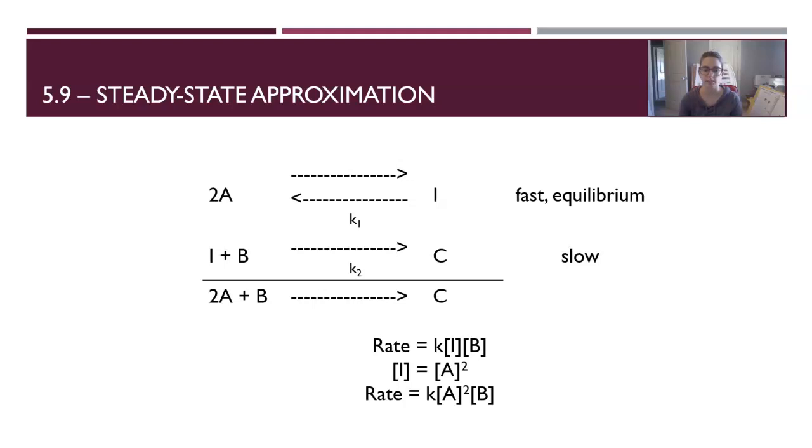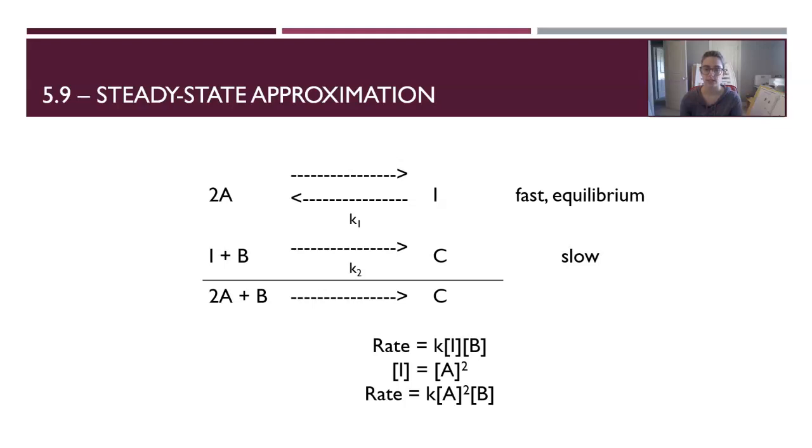So here's our example mechanism. In this case, our first elementary reaction is 2A forming I, which is our intermediate. So if you notice our overall reaction, it's 2A plus B produces C. So the first step is 2A in equilibrium with an intermediate I. And then the second step is where I reacts with B to form C. So I never shows up. It's produced in our first step and then consumed in our second step, which means we end up with our overall reaction 2A plus B producing C.